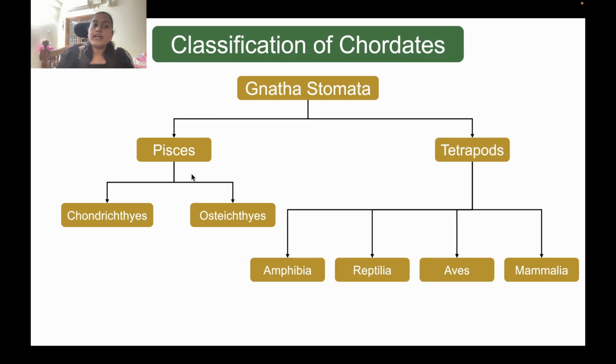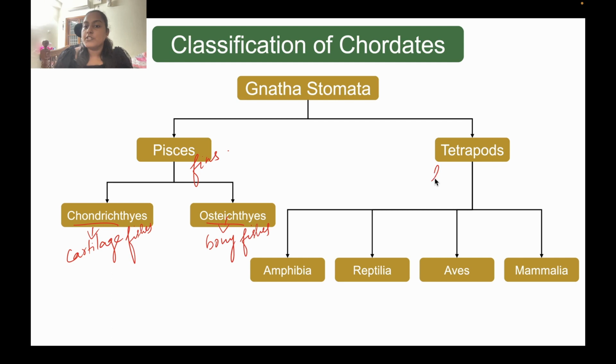Under Gnathostomata, if you see Pisces with fins, I told you, right? You have Chondrichthyes and Osteichthyes. Chondrichthyes, C for C. Remember, they are cartilage fishes. Whereas Osteichthyes, they are bony fishes.